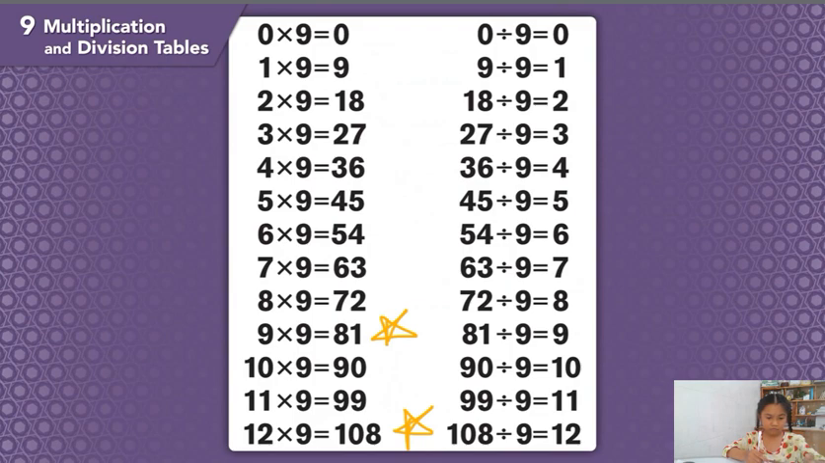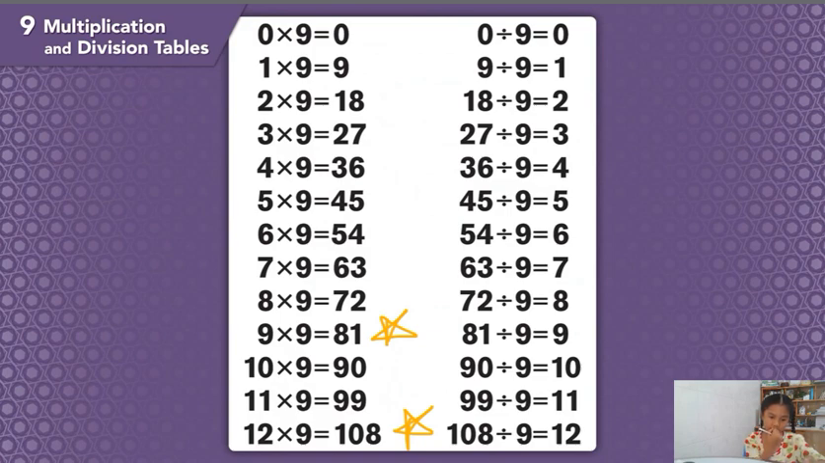0 times 9 equals 0. 1 times 9 equals 9. 2 times 9 equals 18. 3 times 9 equals 27. 4 times 9 equals 36. 5 times 9 equals 45.